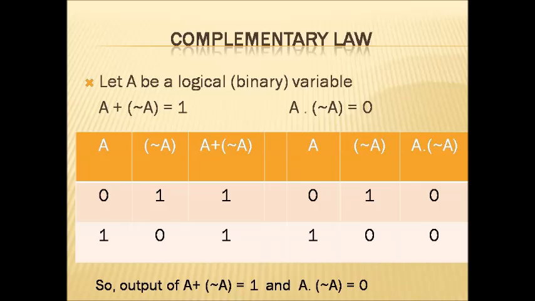The first one is a having values 0 and 1, negation of a having values 1 and 0. When you perform a plus a bar, so 0 plus 1 it is 1, 1 plus 0 it is 1. And similarly, when you perform the AND operation, a dot negation of a, 0 dot 1 it will be 0, 1 dot 0 it will be 0. So we can say that we have verified a plus negation of a is equal to 1, a dot negation of a is equal to 0.